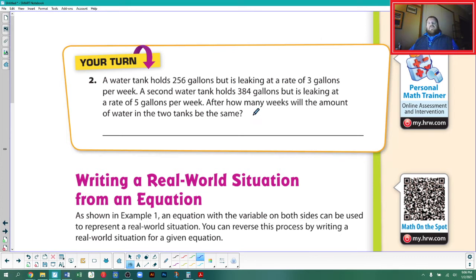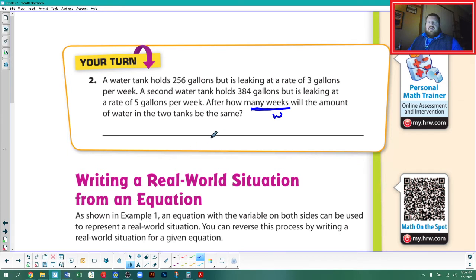This one says a water tank holds 256 gallons but is leaking at a rate of 3 gallons per week. The other one holds 384 gallons but is leaking at a rate of 5 gallons per week. After how many weeks will the amount of water in the two tanks be the same? Same idea, that we're looking for a number of weeks, and you can always look to your question to find your variables. How many weeks?